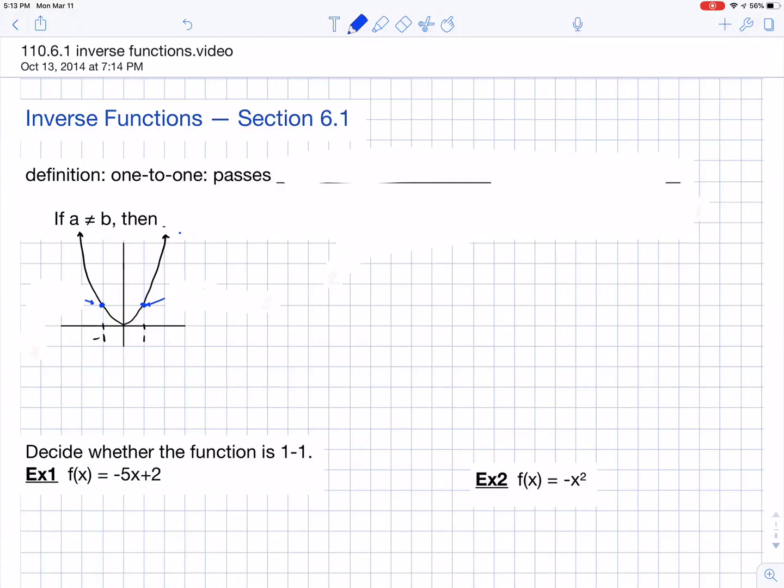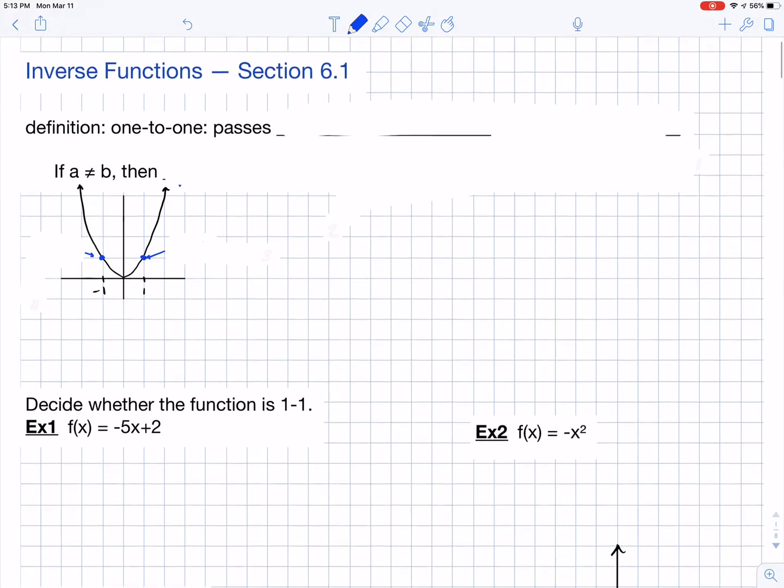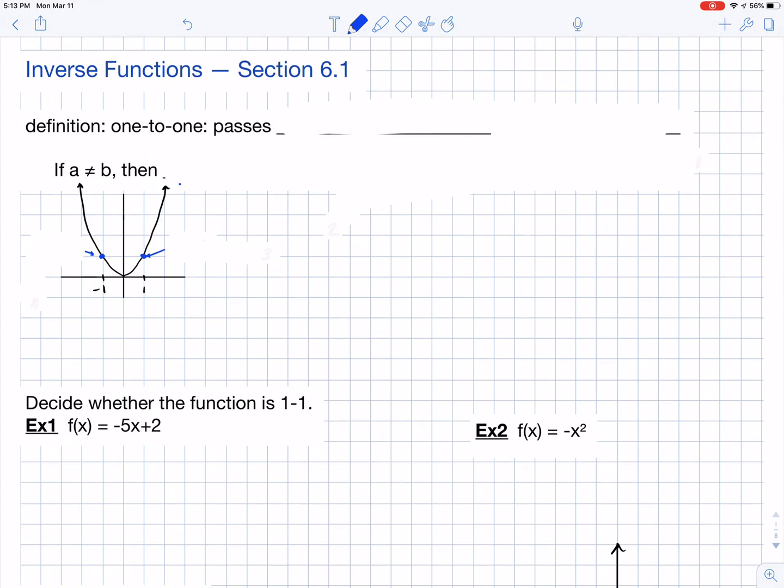Hey folks, this is the first video that deals with inverse functions in chapter 6. And I want to talk about the definition of one-to-one. I have two different definitions. One is a little easier to understand and one's a little bit more mathematical.